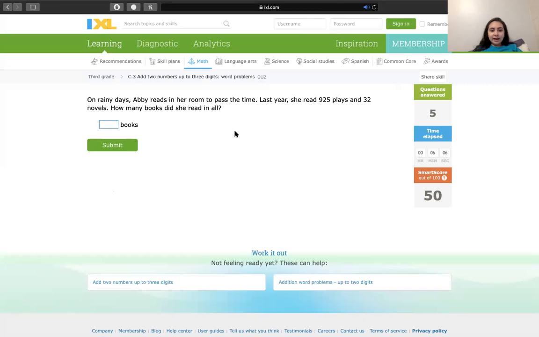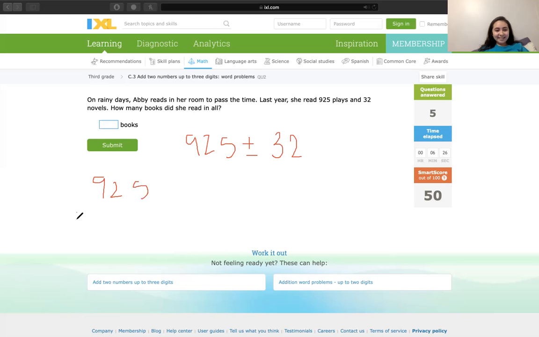On a rainy day, Abby reads in her room past bedtime. Last year, she read 925, and this is a plus, 32 novels. How many books did she read in total? Okay, let's do the math. This time I will try not to do too much mental math.